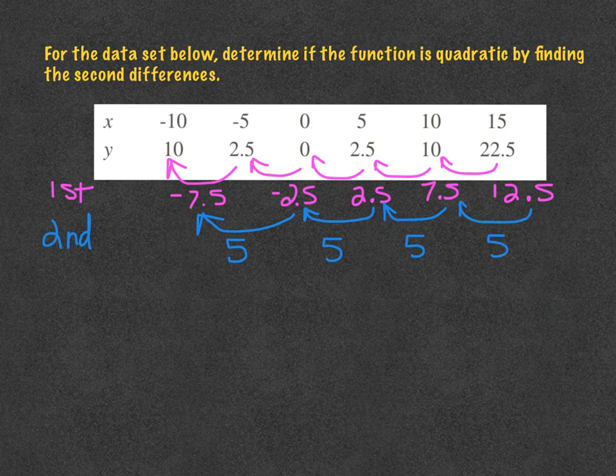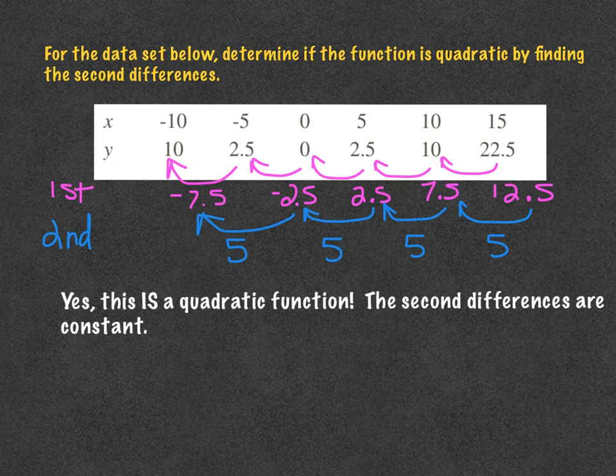So, since our second differences are all constant and equal to 5, we say, yes, this is a quadratic function, and we just list that reason, that the second differences are constant, as our proof. Okay, let's look at another example.